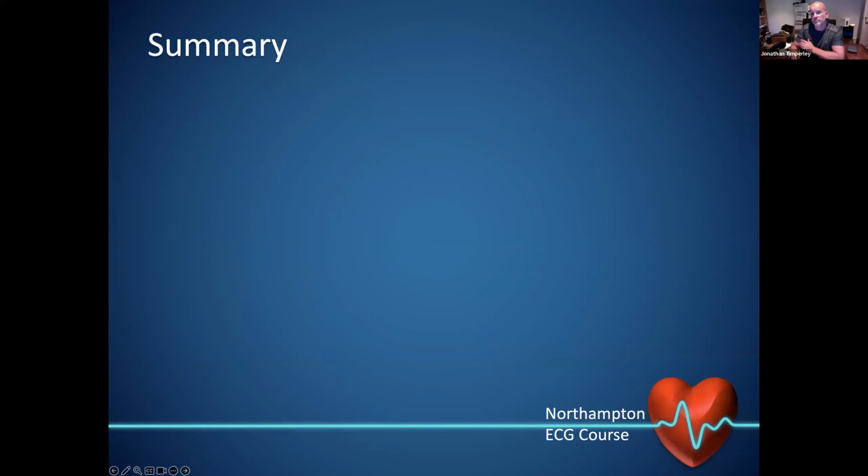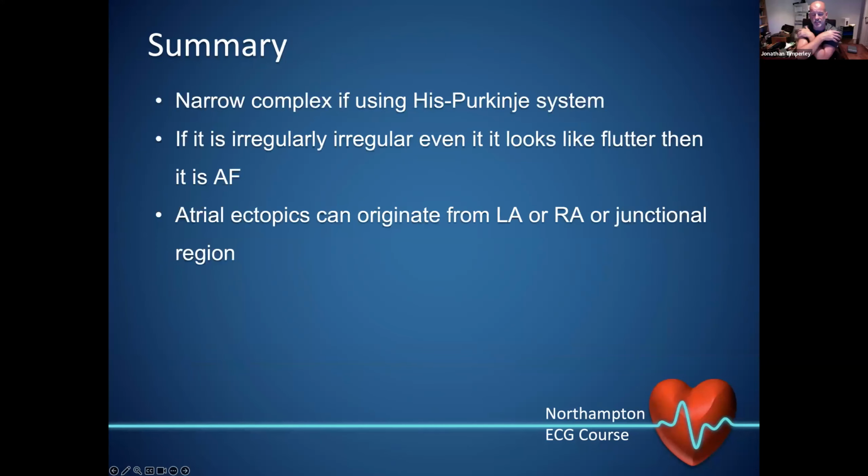Okay, so as I say, I've stolen that presentation from what I've been doing this weekend. They've got a narrow complex because we're using the His-Purkinje system, which is part of the course. One of the things I think is quite important: if you do see something that is irregular, but it does look like flutter, then flutter doesn't give you irregular. It is atrial fibrillation. The atrial ectopics you can ignore, because that's part of a separate little slide there.